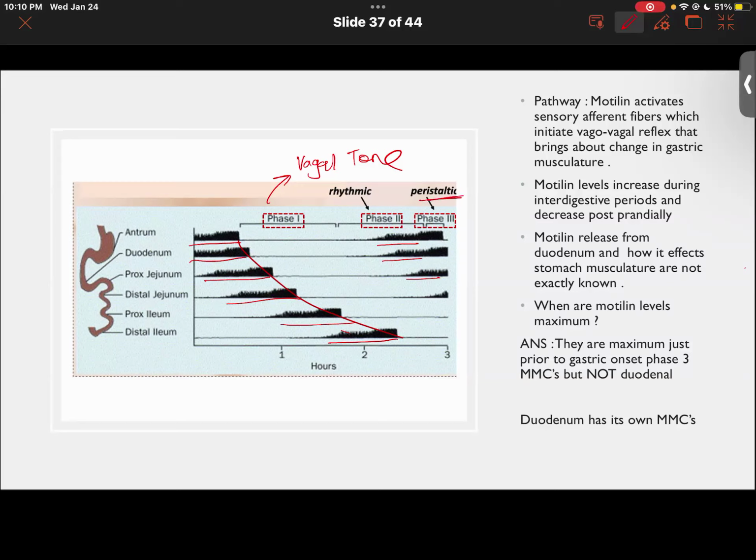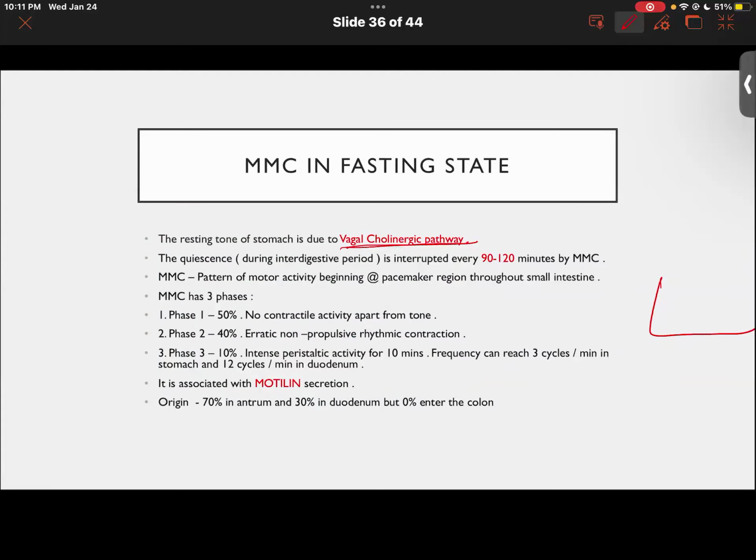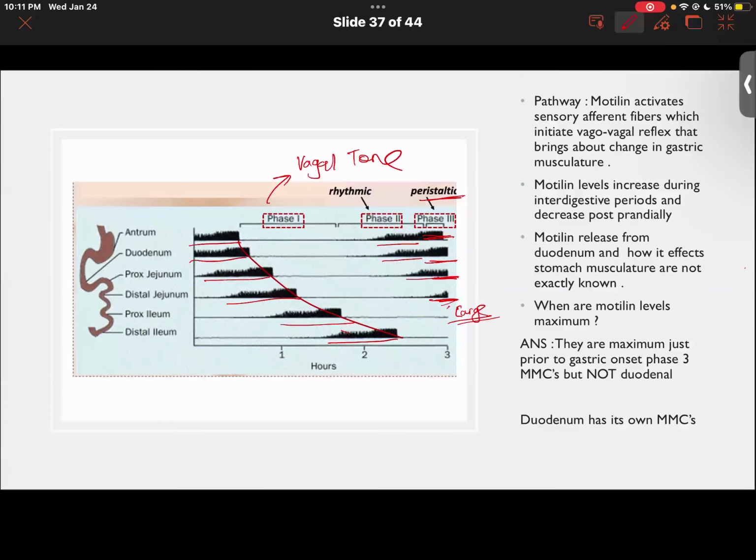Then we have peristaltic, right? Which is happening in the antrum, it's happening in the duodenum, it's happening in the proximal jejunum, it's happening in the distal jejunum. But as soon as you reach the ileum, which is large intestine, it stops. Because we said large intestines do not have any MMCs. It stops before it can reach the large intestine, but it's all the way through to the end of the small intestine. The second phase, the rhythmic one, also similarly until the small intestine. The first phase is throughout the stomach, because throughout the GIT, in fact, because it's the vagal tone.